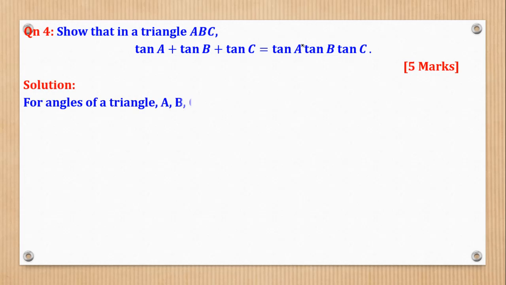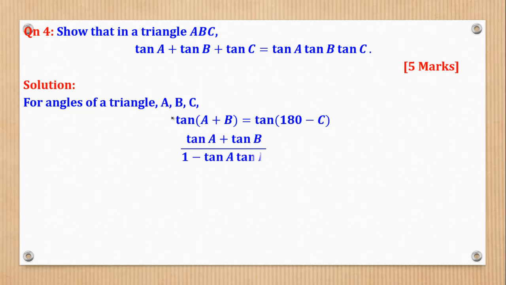So shall I begin by saying that for angles of a triangle, A plus B is equal to 180 minus C, then you put tan on both sides to come up with tan(A plus B) equal to tan(180 minus C). Then you expand both sides. This one gives you tan A plus tan B over 1 minus tan A tan B. Then this one will be in the second quadrant, and in the second quadrant, tan is negative, so it becomes negative tan C.